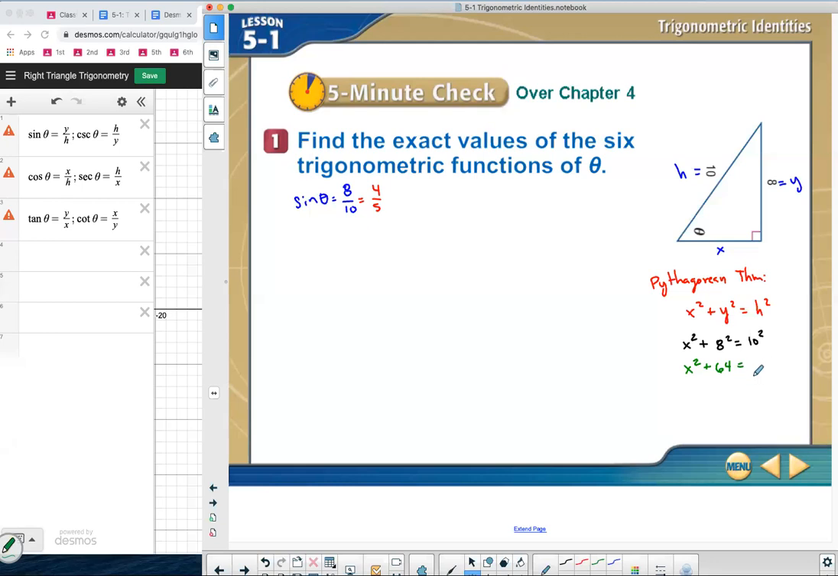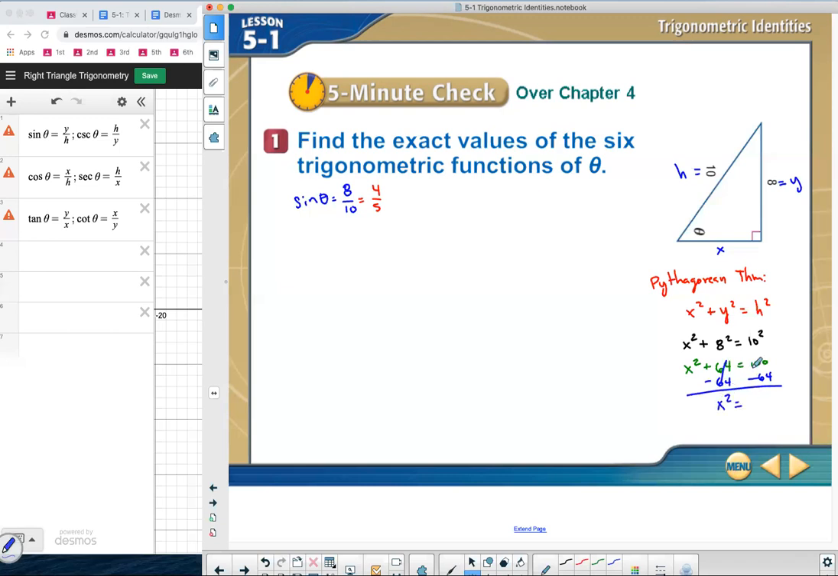10 times 10. 100. There we go. 100. All right, to solve. And right now I need to get x squared, or x rather, isolated. So the x squared is being added by 64. So the opposite of adding 64 would be to subtract 64.